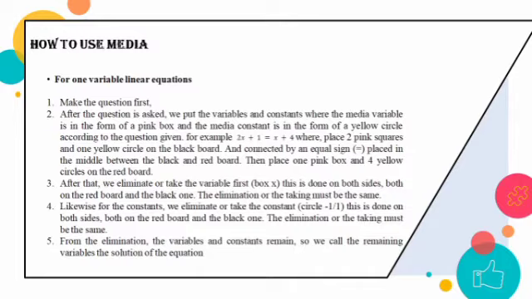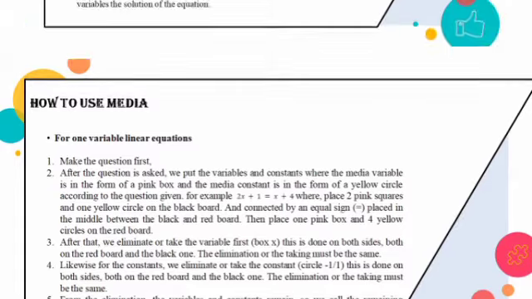Third, after that, we eliminate or take the variable first, or box x. This is done on both sides, both on the red board and the black one. The elimination or the taking must be the same. Fourth, likewise for the constants, we eliminate or take the constant or circle 1. This is done on both sides, on the red board and the black one; the elimination or the taking must be the same. Fifth, from the elimination, we have the variables and the constant remaining, so we call the remaining the solution of the equation.